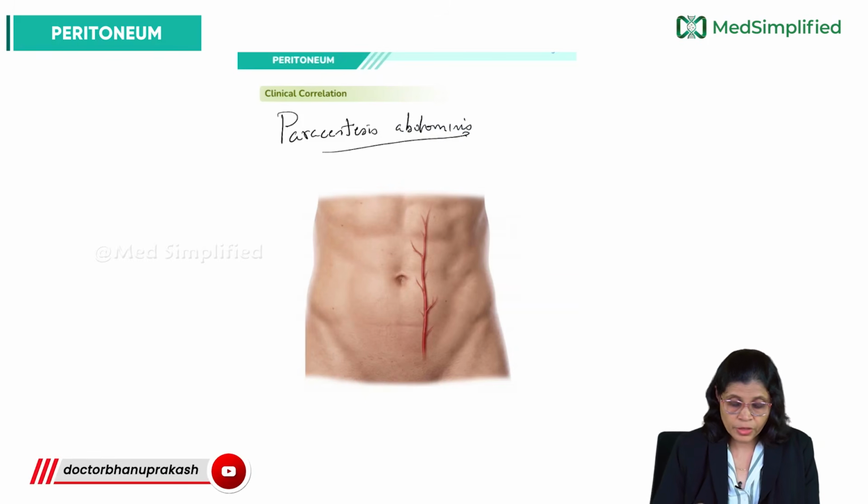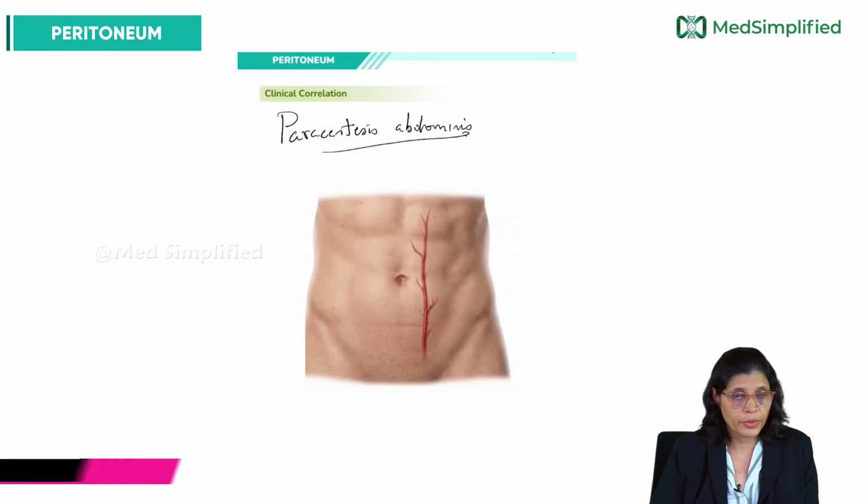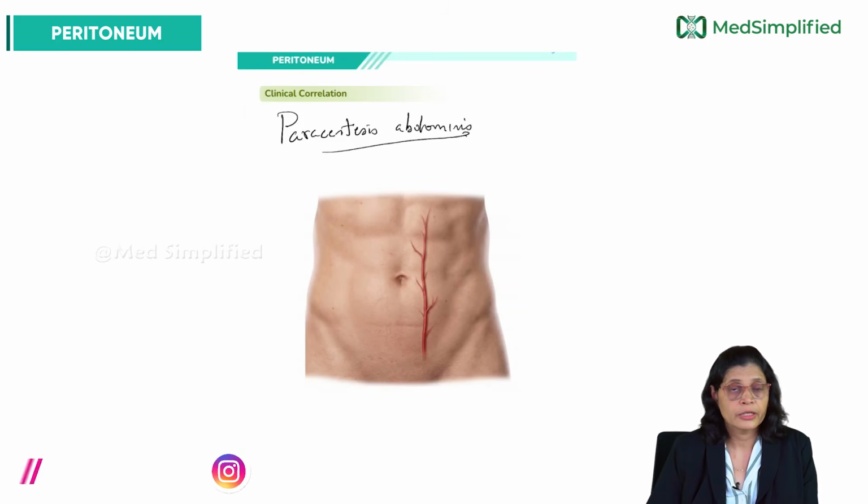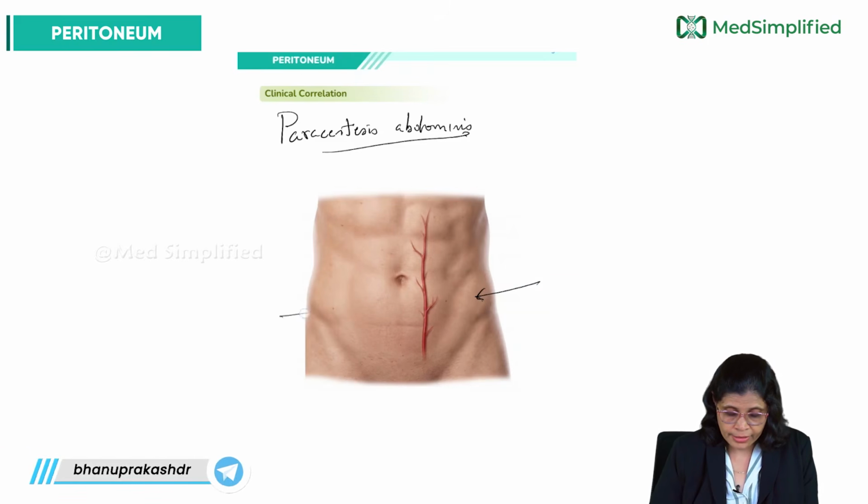Paracentesis abdominis. It is a procedure by which the excess fluid collected in the peritoneal cavity is evacuated, or removed, by inserting a cannula. Now while we are removing, we need to know where exactly we need to put the cannula. So what do we do? We first empty the urinary bladder with a catheter.